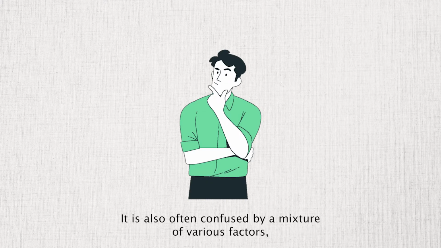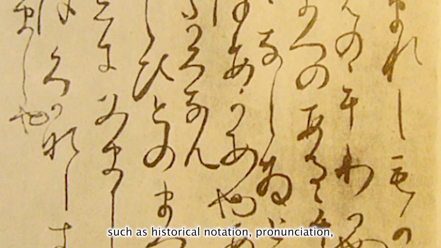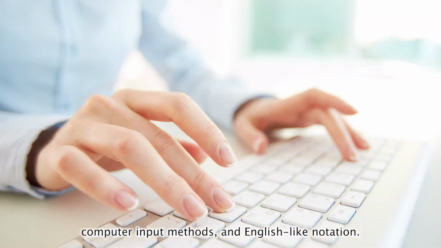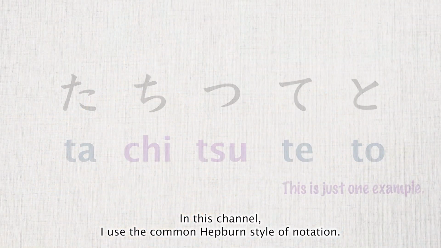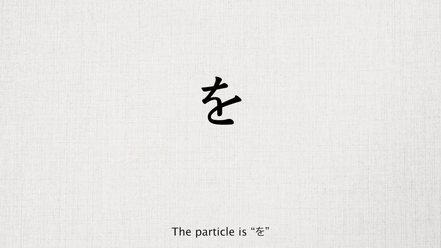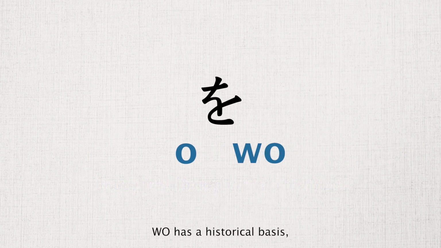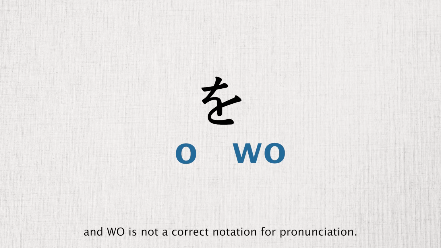It is also often confused by a mixture of various factors, such as historical notation, pronunciation, computer input methods, and English-like notation. In this channel, I use the common Hebon style of notation. The particle O is O rather than WO. WO has a historical basis, but the modern pronunciation is O, and WO is not a correct notation for pronunciation.